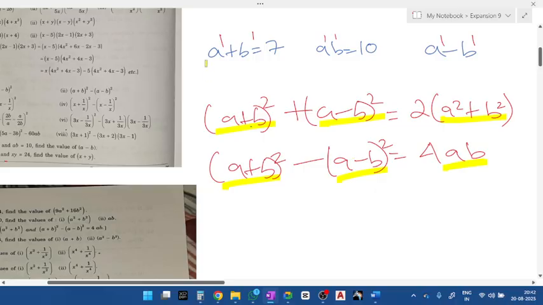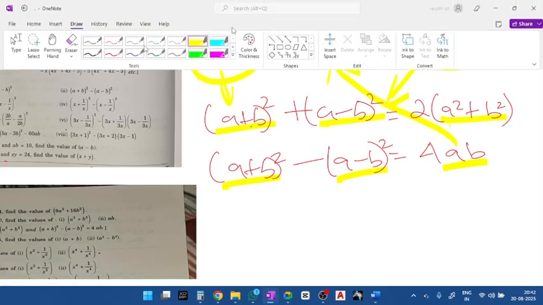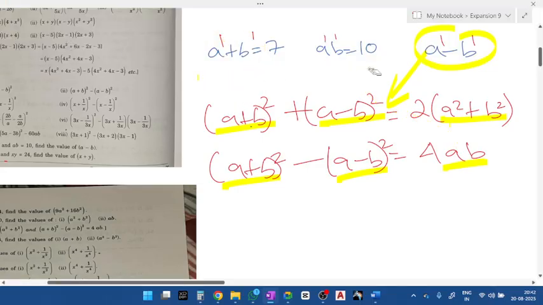Now look at the question. Which formula should I use? See, do we have a plus b? For both we have a plus b, right? And we have to find a minus b for both. But on the right hand side, which is given? a square plus b square is given or 4ab? So which one should I use? Plus or minus? I have to use minus.